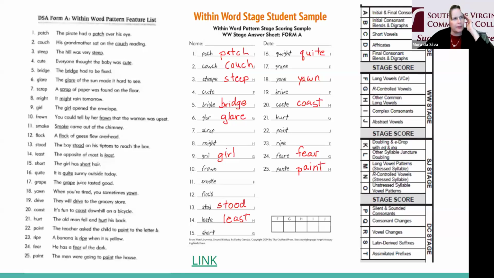All right, so welcome back, everybody. So unmute and talk to me. What are some of the issues with this student? They have trouble with abstract vowels and complex consonants. Where was that one? Complex consonants was the first one, patch. They did get the SCR right there, but they did not get that TCH right. What else do you see?